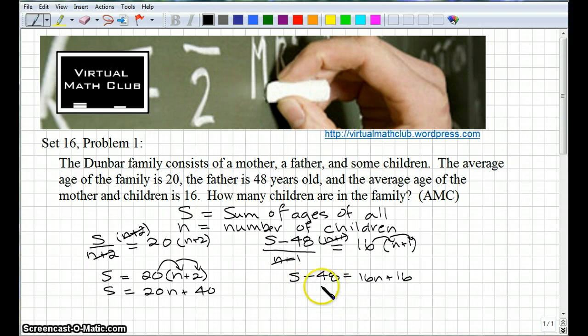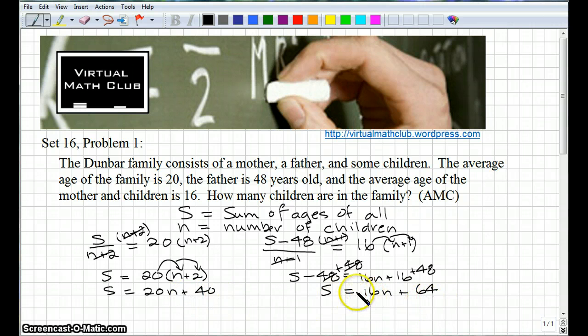And I'm going to go ahead and get s by itself. So I'm going to add 48 to both sides. And then 48 minus 48 is just 0. So you get 16n plus, and this ends up being 64. Alright. So now I have two equations for s. I've got s equals 20n plus 40 and 16n plus 64.